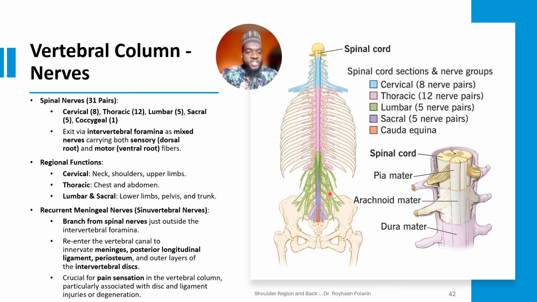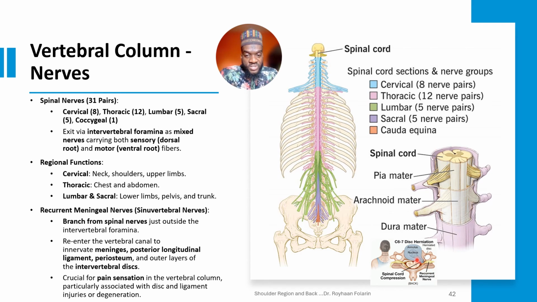The recurrent meningeal nerve, also known as the sinuvertebral nerve, branches from the spinal nerves just outside the intervertebral foramen, and it goes back in. It re-enters the vertebral canal to innervate the meninges you have here. The posterior longitudinal ligament, the periosteum, and the outer layers of the intervertebral disc all get innervated by this recurrent meningeal nerve. It's very crucial for pain sensation in the vertebral column, and it's particularly associated with disc and ligament injuries or degeneration.